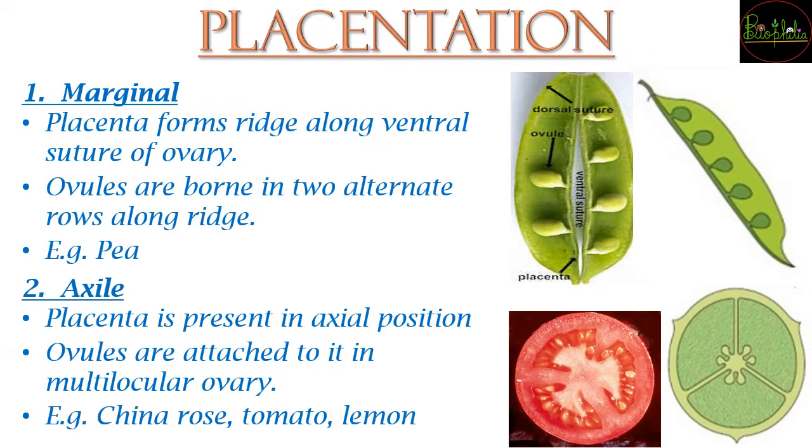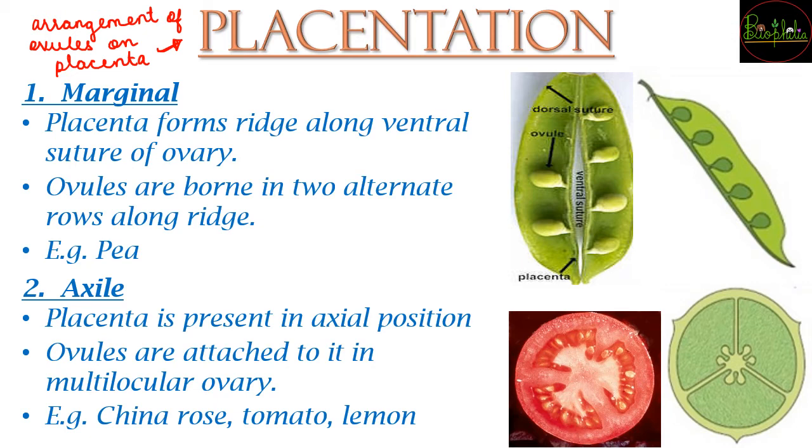Now, the arrangement of ovules that are present in the ovary: you can write down what is placentation. Placentation is the arrangement of ovules on the placenta. So you can note down the definition of placentation. Based on how they are arranged, you are going to call them marginal, axial or different types that we are going to study in a few minutes.